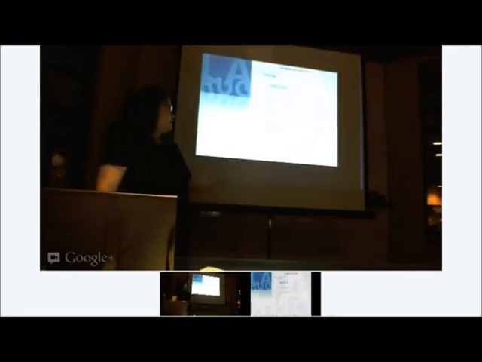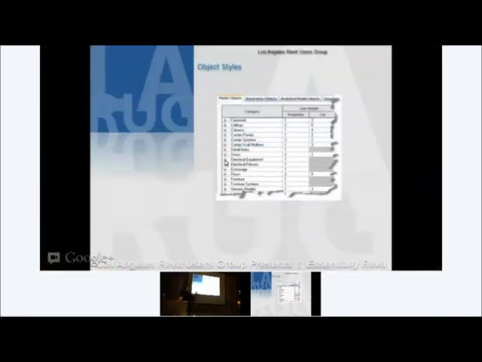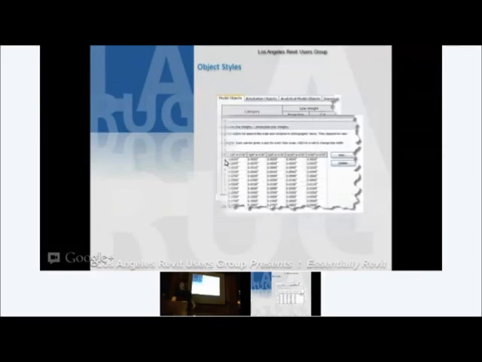Lastly, with settings, I'm talking about object styles, line weights, and view templates. With object styles, the only thing I want to mention is this is standard default Revit. Typically, everything is one when it comes to projection. I'm not going to get into all the line weights as far as line styles and that kind of thing. But in this case, I always change this because line weight one is default for all the fill patterns. So if I want an outline of a fill pattern, if it's cutting through my wall, it looks very similar, so it's kind of not standing out for me.